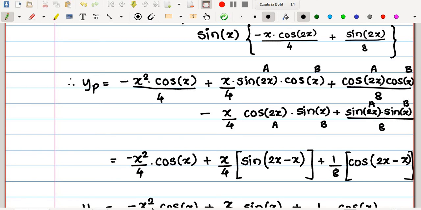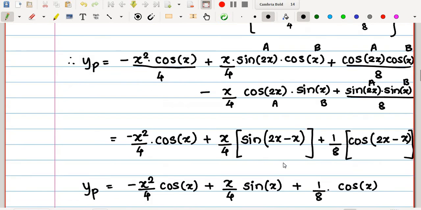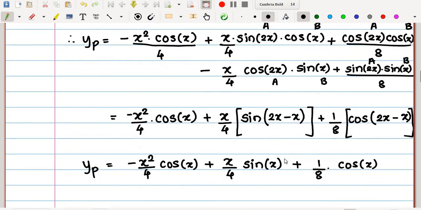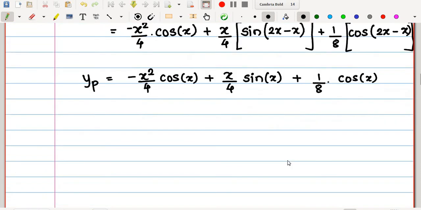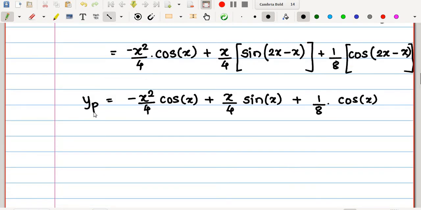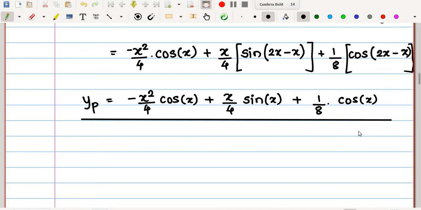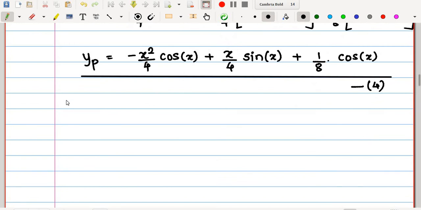So just go through the calculations once again. This is the particular integral. Now we denote it by equation number 4.